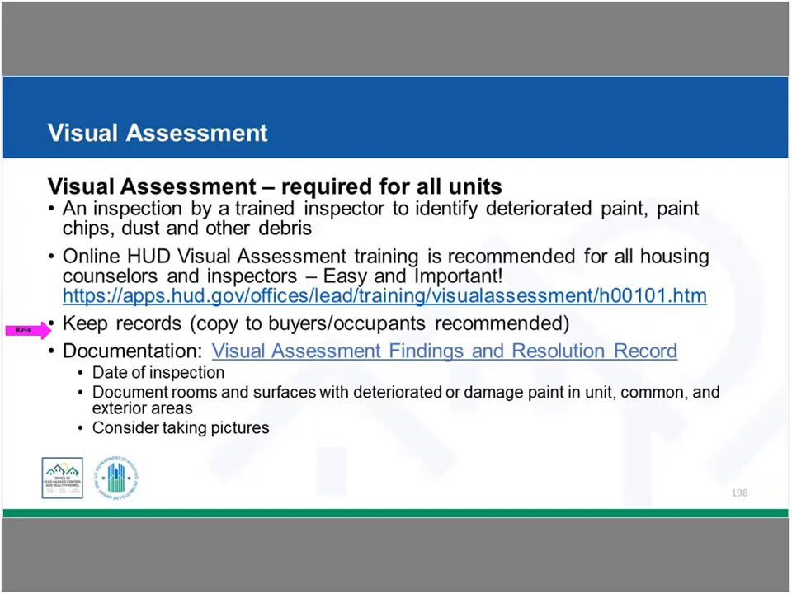On that documentation, you want to make sure the date of inspection is included. What were the rooms that were reviewed? What kind of deterioration was found? What about the common areas and exterior areas? And also, you might want to consider taking pictures and having pictures accompany this visual assessment report.